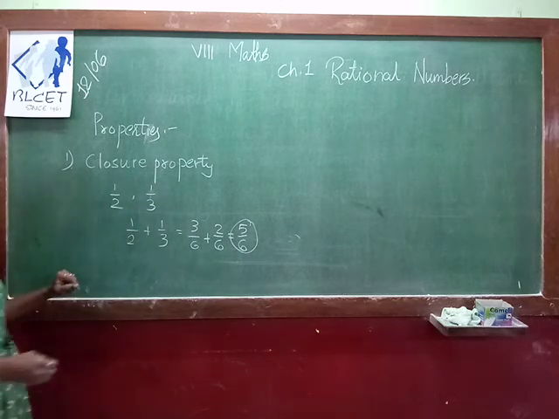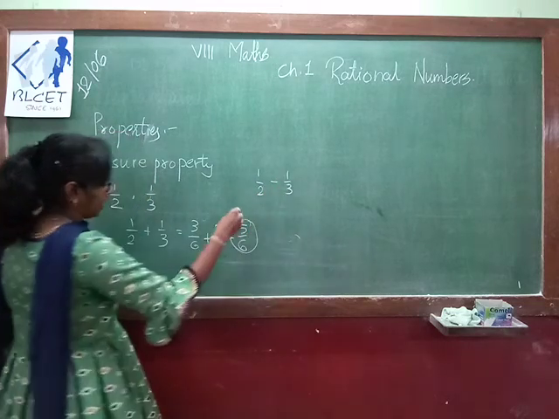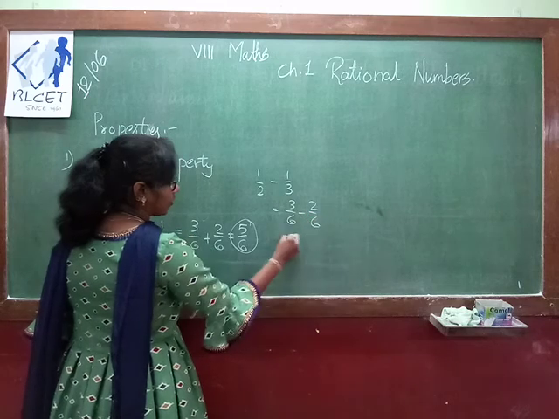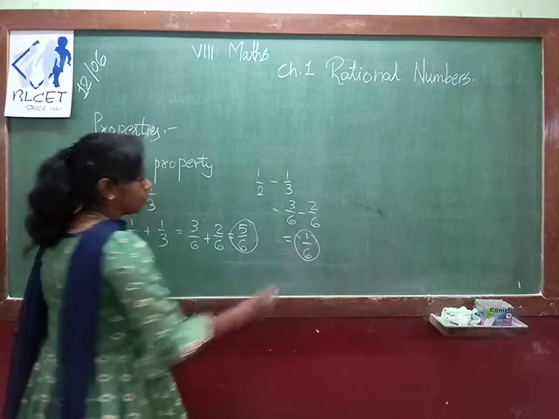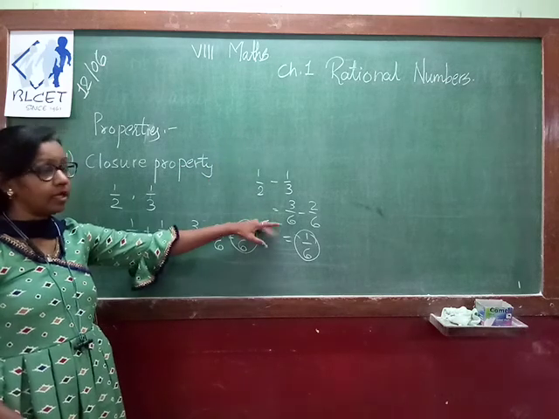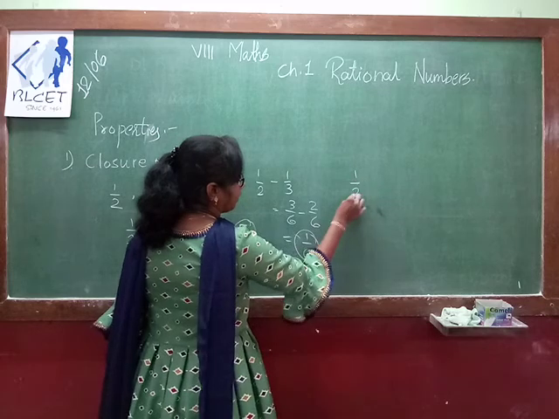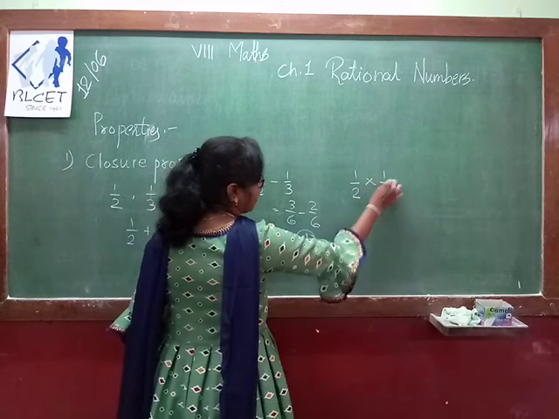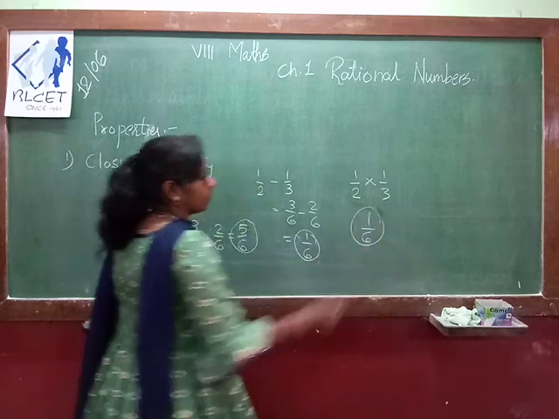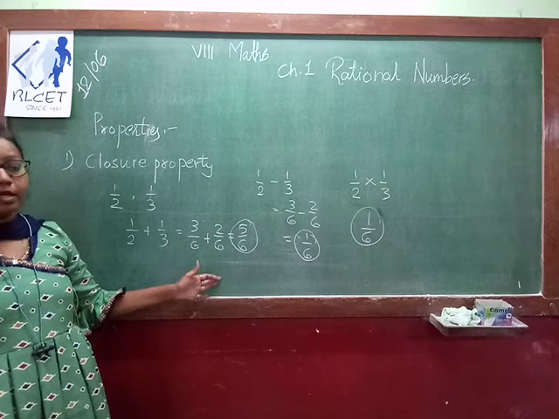Now we will do it for subtraction. If you do the subtraction 1 by 2 minus 1 by 3, same, we are taking LCM, that is 3 by 6 minus 2 by 6. What is the answer? 1 by 6. So what we can say? Closure property holds for rational numbers under subtraction. Okay. If you do the multiplication, for multiplication take any two rational numbers 1 by 2, 1 by 3, 1 ones are 1, 2 threes are 6. So what is the answer? 1 by 6. So again for multiplication closure property holds for rational numbers.